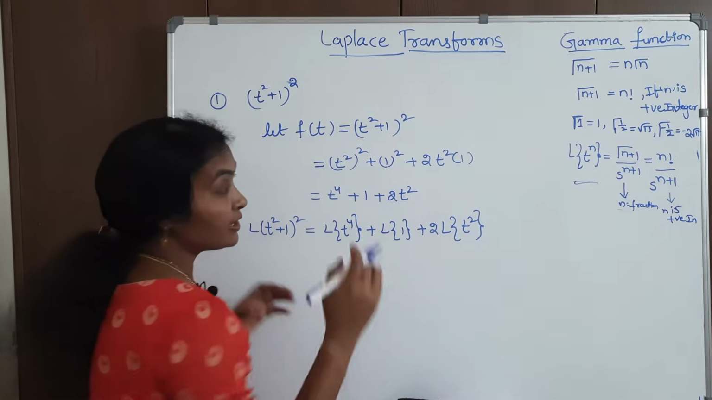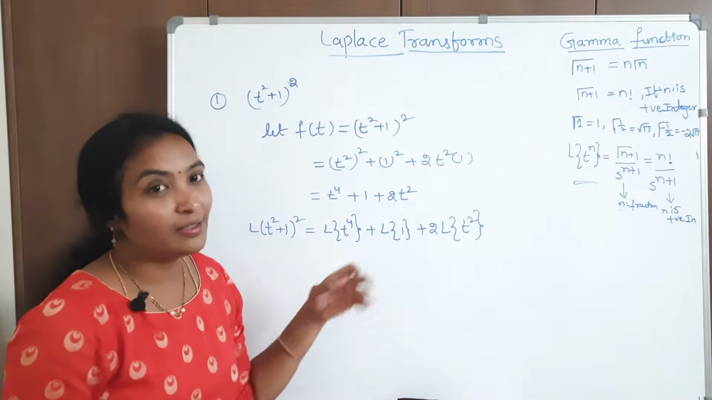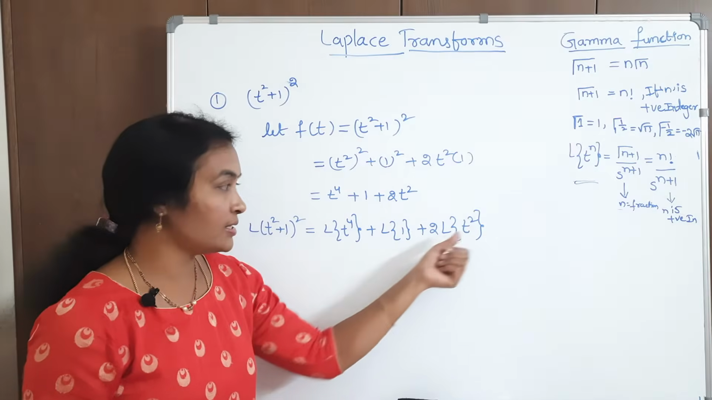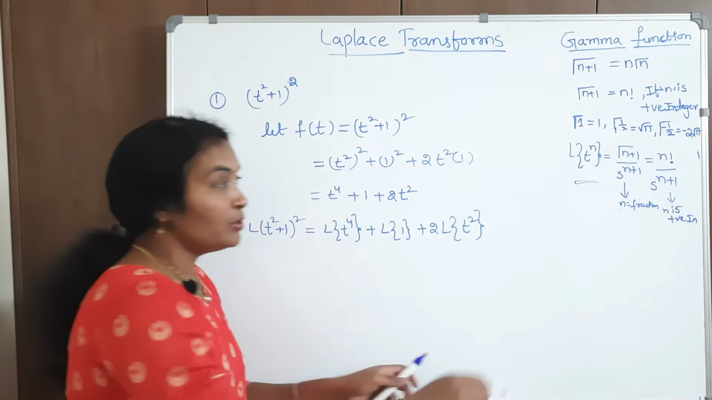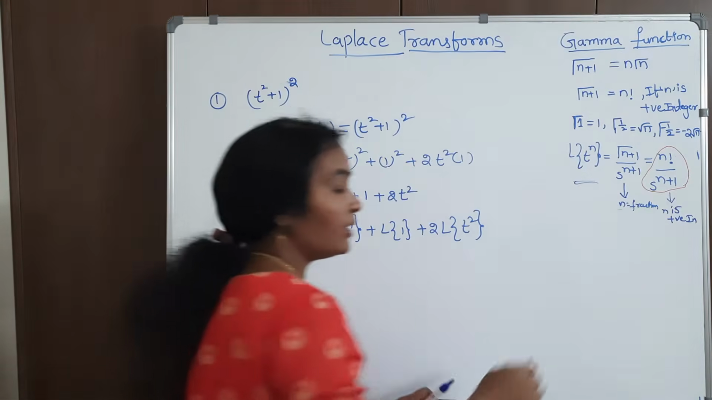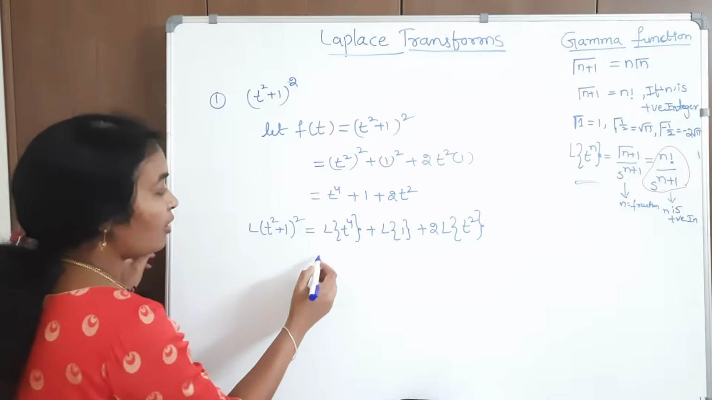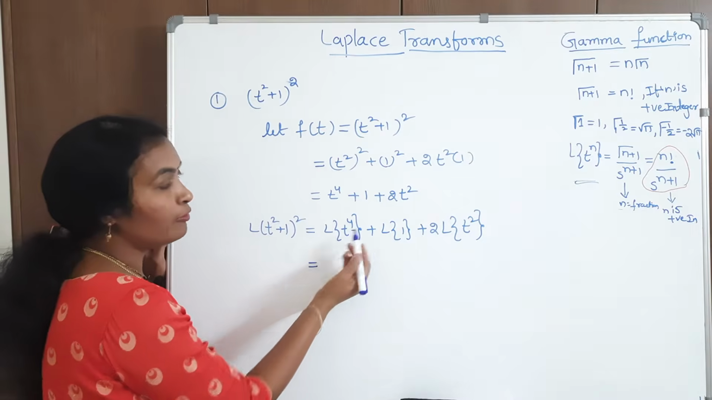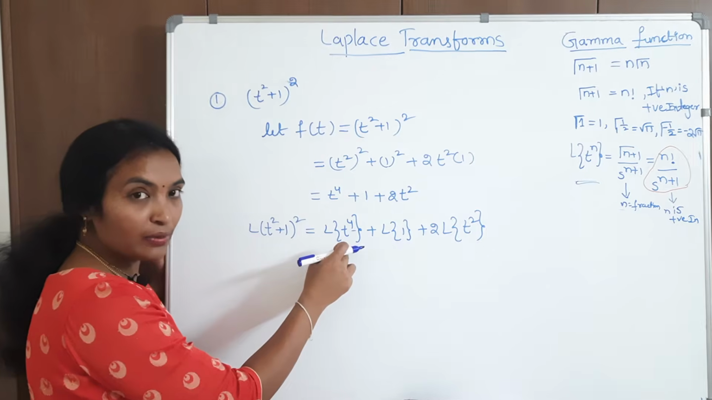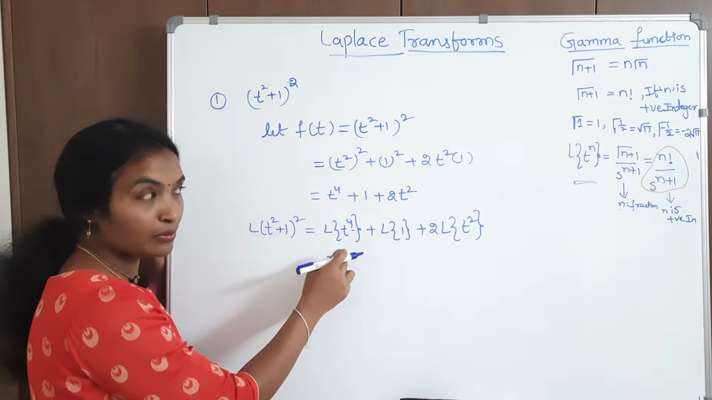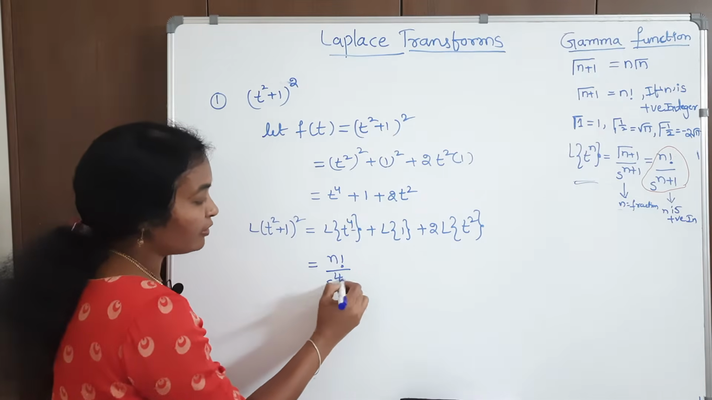Observe carefully, what is the power of t? Positive integer, there is no fraction here, this is a constant. Here t power 2 is also a positive integer, right? That's why here you need to apply this formula. What should we apply? n factorial by s to the power of n plus 1. Now what is our n here? 4. Laplace of t to the power of n, if n is a positive integer, what is our principle? n factorial by s power n plus 1.